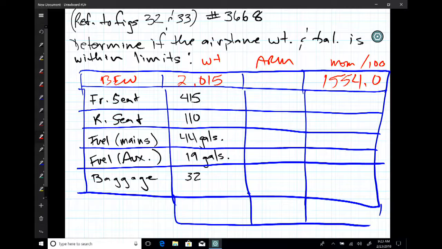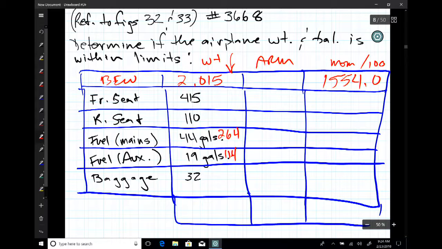we know here that when we look at this, we're going to see where we are. So the first thing that we're going to do is figure out our weight here. So we have this, 44 gallons in the mains. 44 times 6 is going to be what? 264. Good job. Then 19 gallons in the aux tanks, or the auxiliary tanks. That's going to be 114 pounds, right? 19 times 6 is 114.